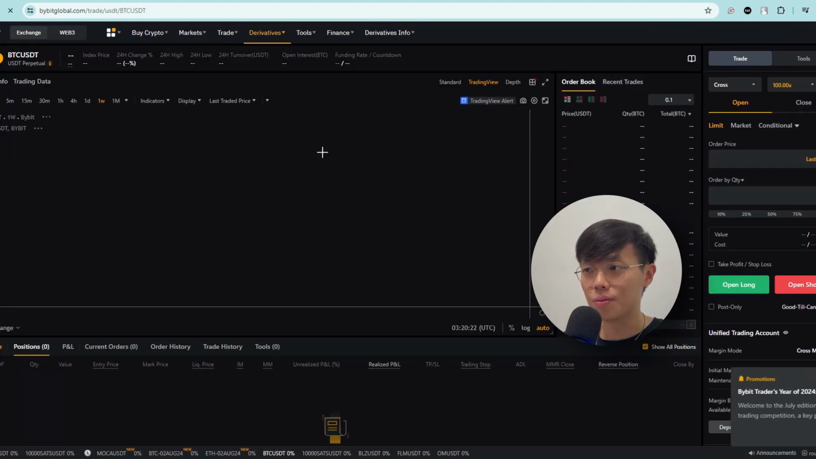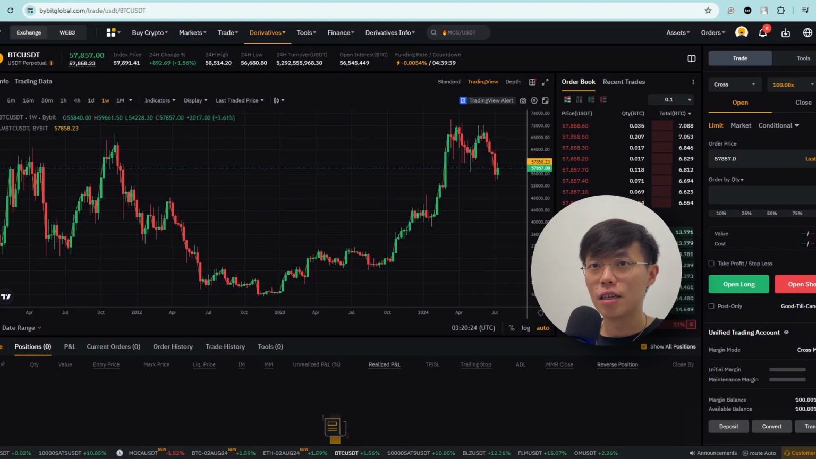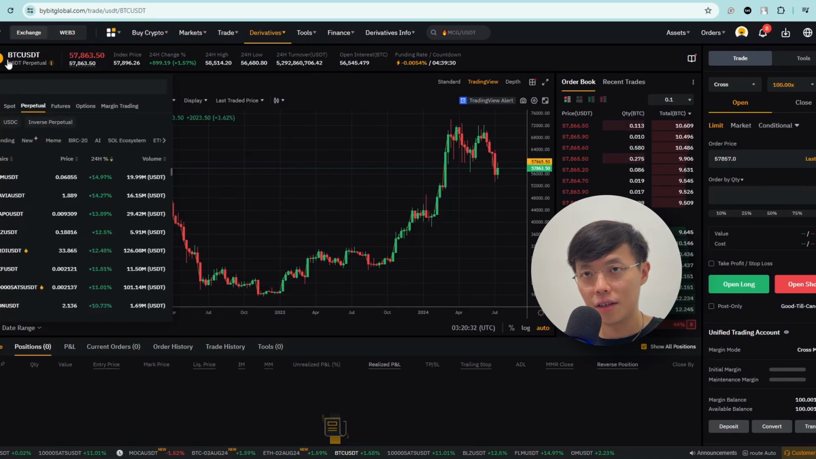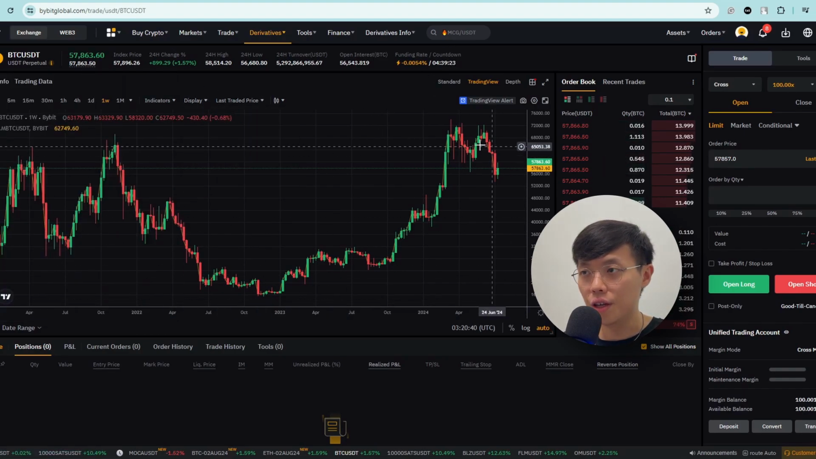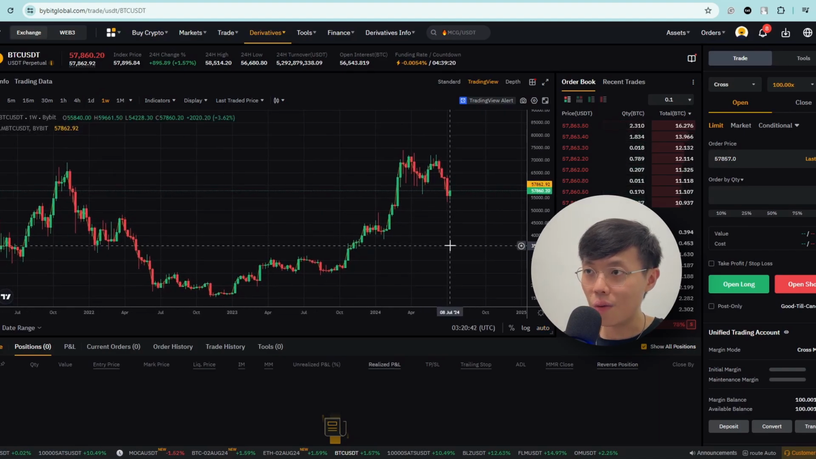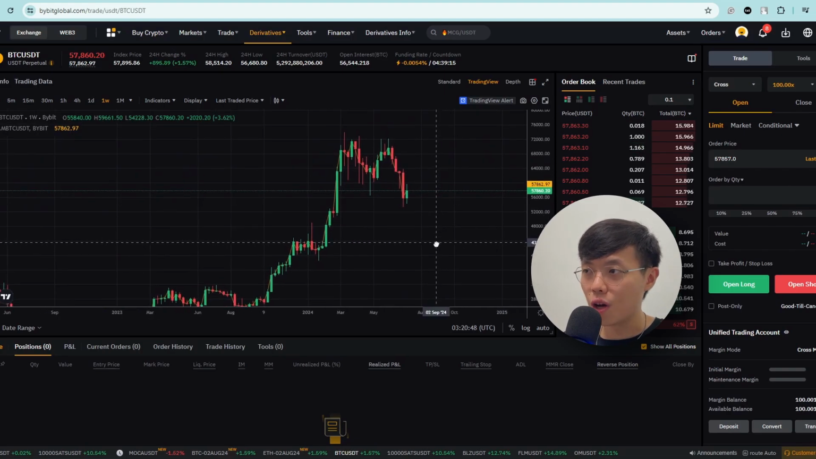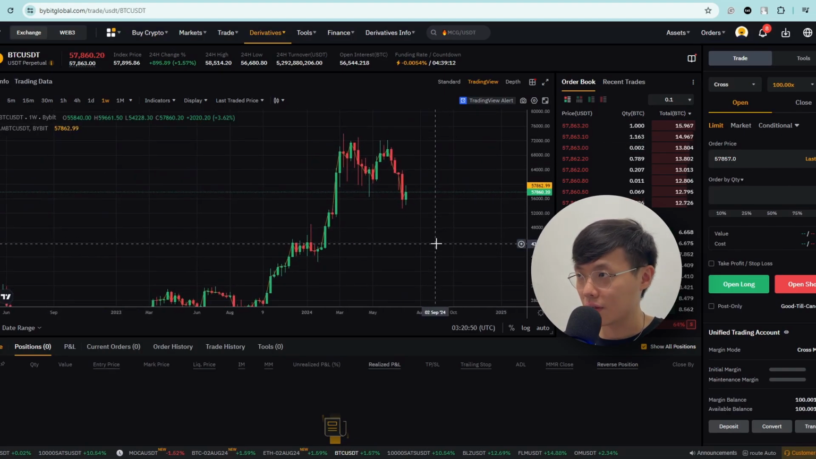We'll come to this page right here. This is your derivative perpetual interface. If you look at this logo right here, this is where you can choose any coins you want to long or short. Right now we are at Bitcoin. This is the default page. Let's say I want to long Bitcoin or short Bitcoin right now. So let's look at how we're gonna open up a trade.